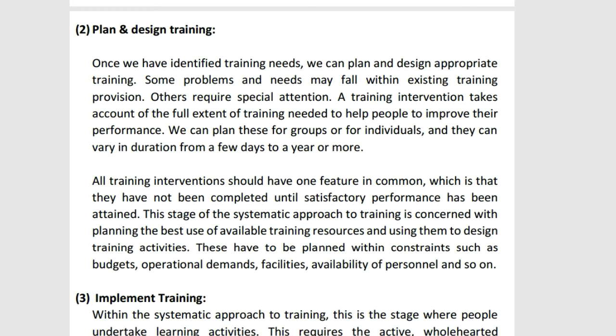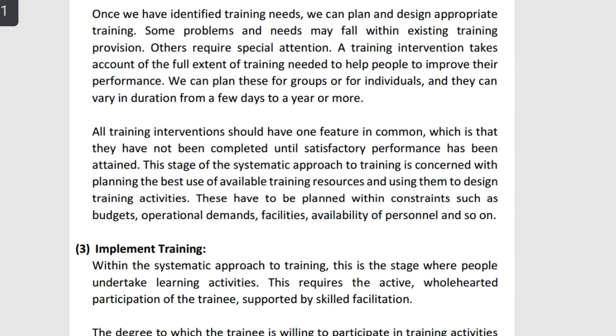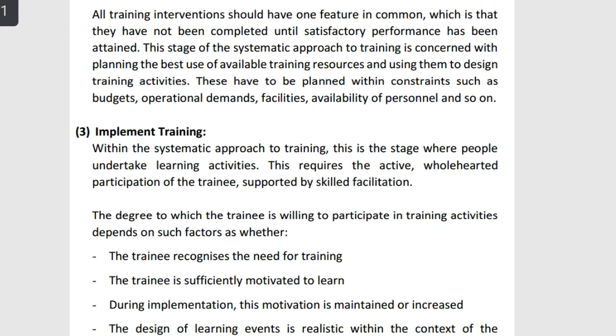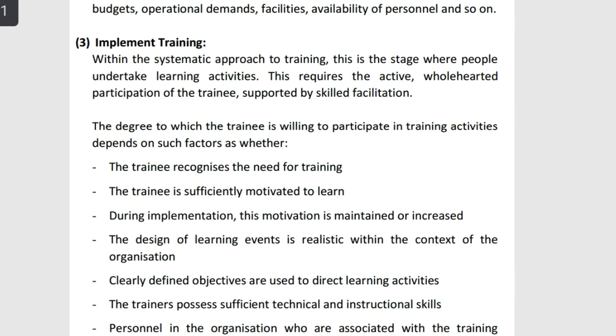This stage of the systematic approach to training is concerned with planning the best use of available training resources and using them to design training activities. These have to be planned within constraints such as financial constraint, that is budget, operational demand, facilities, availability of the personnel, etc. Third stage of this approach, that is implement training.